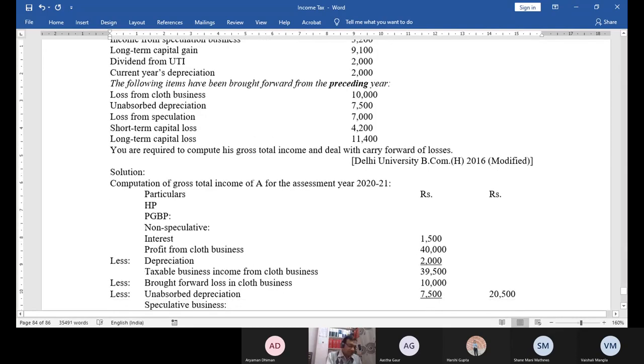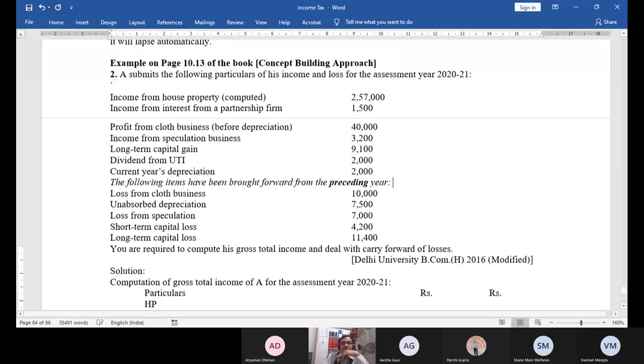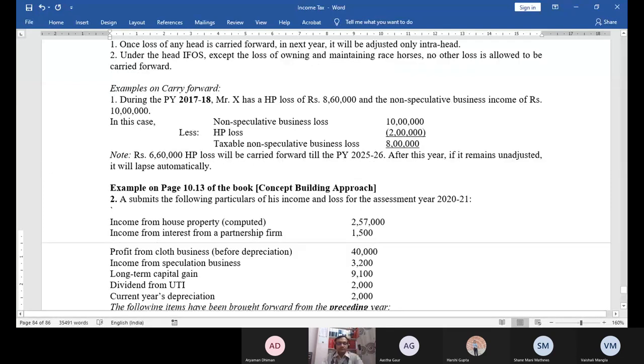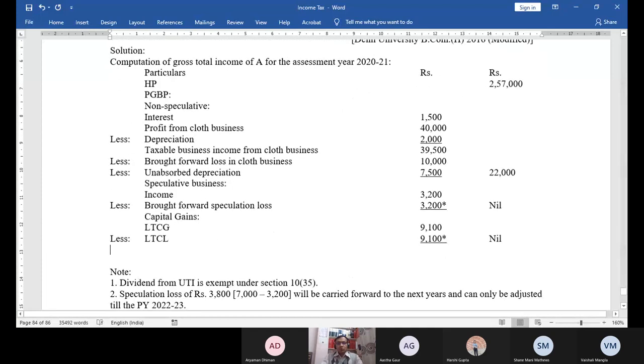39,500 minus 17,500, 22,000. And HP income was 257. So the gross total income, GTI, is 279. Please check this answer and let me check also from my book. Is it 279? Yes, the answer is this.